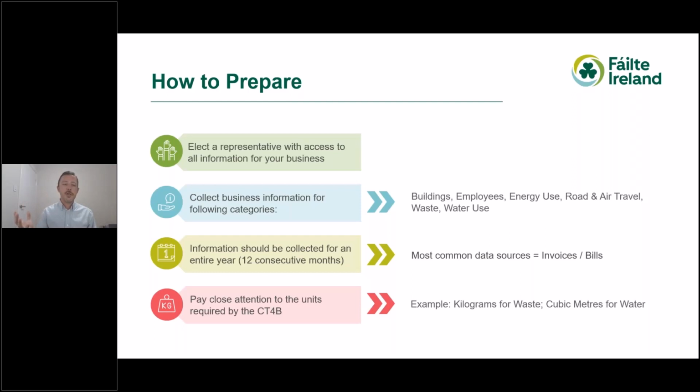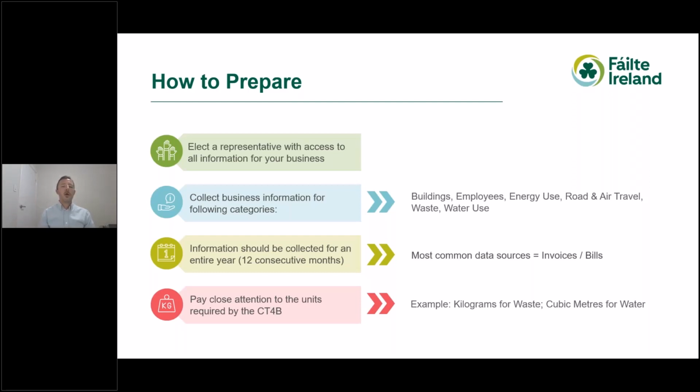Now, what information do you need? Firstly, you need to know about the ownership and leasing status of buildings, number of employees, including any contractors that work for the organization, your total energy use for a calendar year, the total road and air travel of your business for a calendar year, the total waste produced in multiple different streams, and the water use. All of these for a 12-month rolling average, 12 consecutive months. The most common places you'll find these are in invoices and bills to contractors and utilities. That's where a lot of this information comes from, and as we get into the data inputs, you'll see how that lines up.